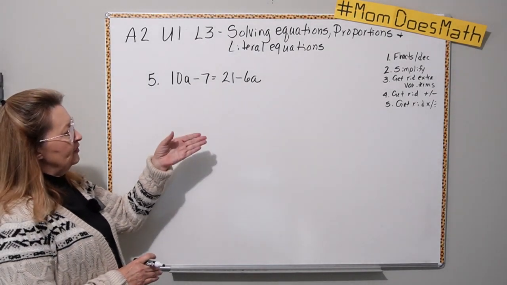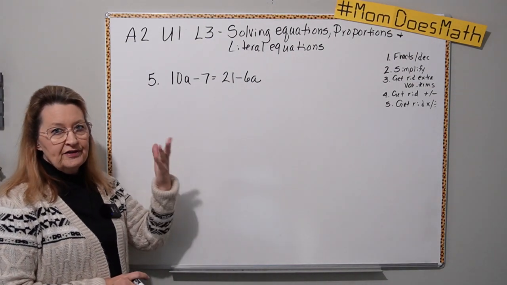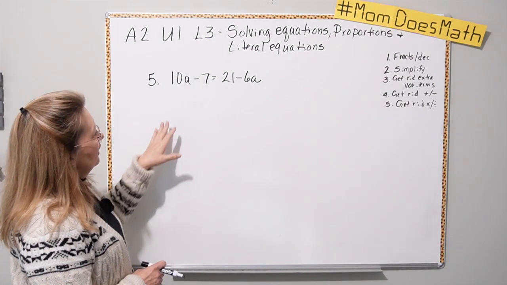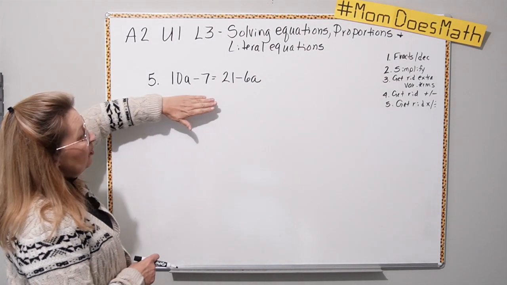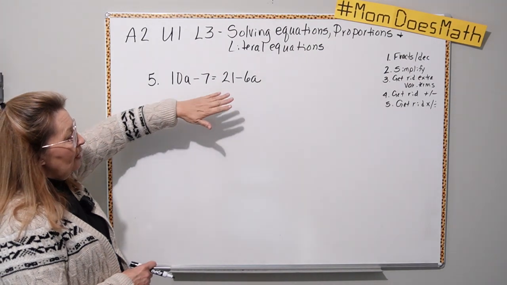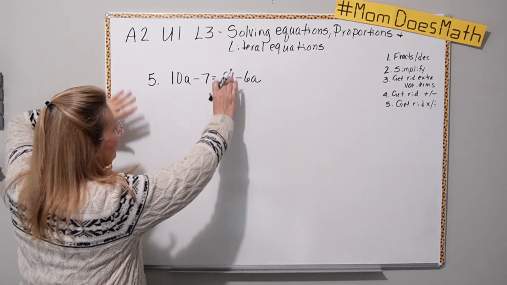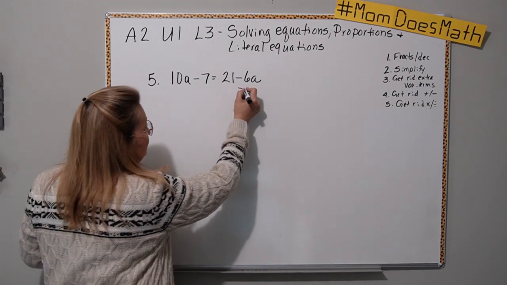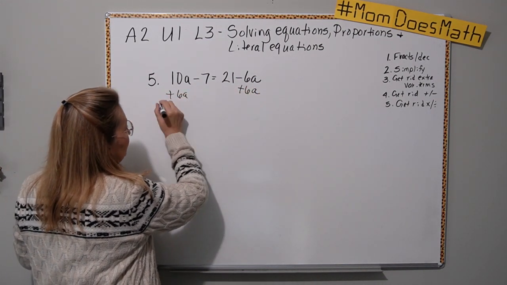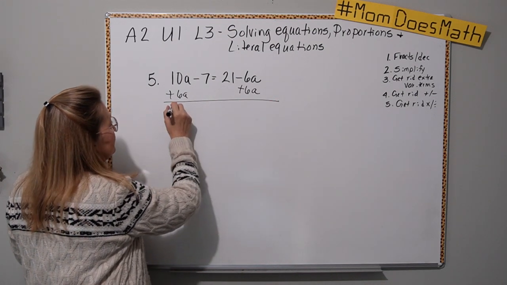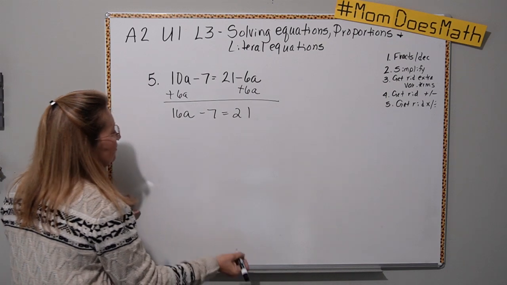Okay, so here's number 5, and once again, if you're feeling pretty comfortable, go ahead and pause the video, try to work it yourself and see if you get the right answer. All right, I'm working my way down my best practices, and I get to the part where it says get rid of all but one variable term. Well, I have 10a and 6a. So I'm going to choose to get rid of the 6a because it's negative, and whatever I do to one side, I have to do to the other. So here we go. All right, this is going to give me 16a minus 7 equals 21.